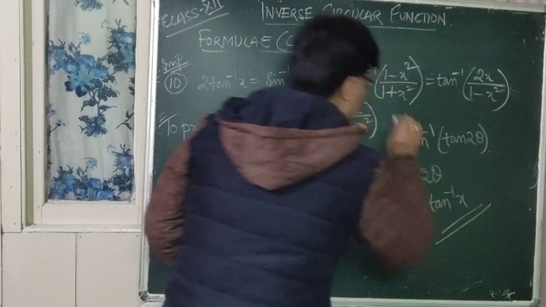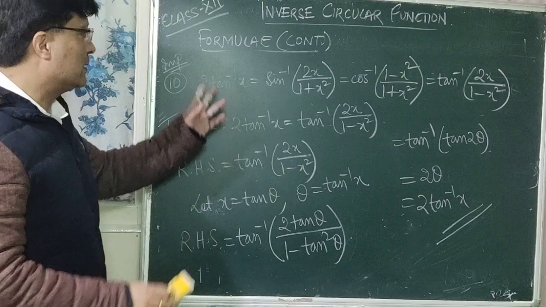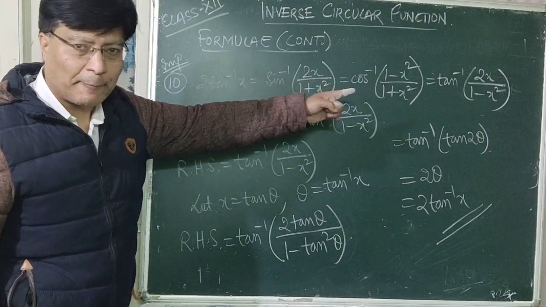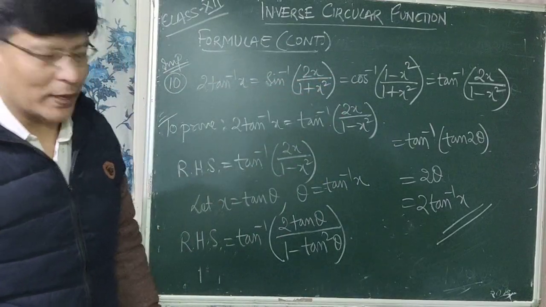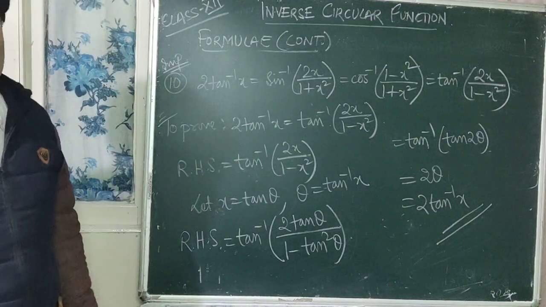Theta is equal to tan inverse x. So we have proved the last part. That is, the first is equal to the last one, that is, the fourth one. Right? So we have done it.